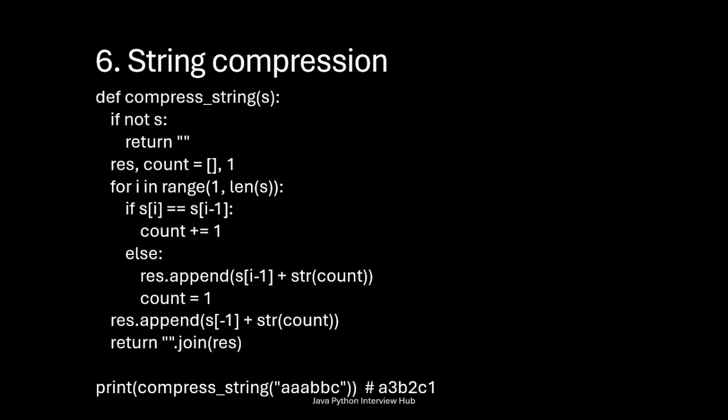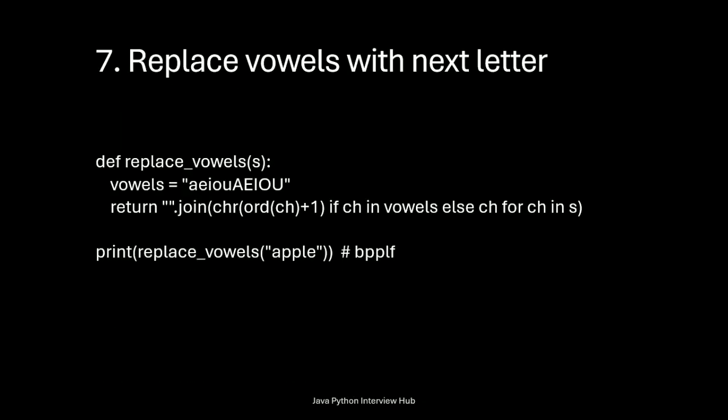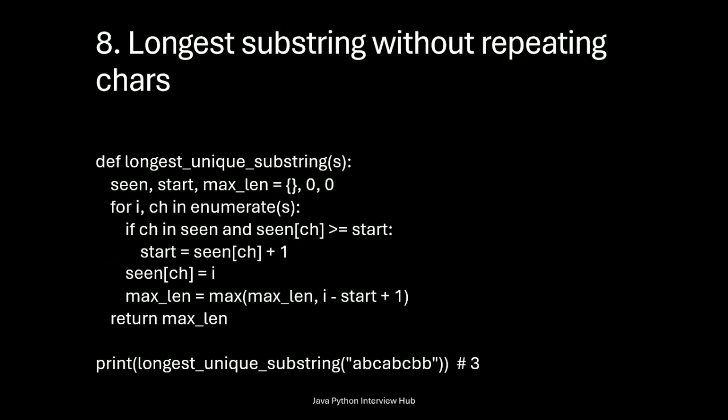String compression. So here is your result, right? Again and again, I insist you do all these practicals yourself. Replace vowels with next letter, right? Suppose apple, so A will be replaced with the next letter B and E with the next letter F. So this code will give you the vowels replaced with the next character. Longest substring without repeating characters, right? You can see this code will give you this type of result.